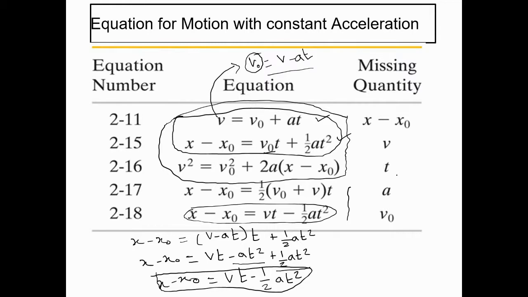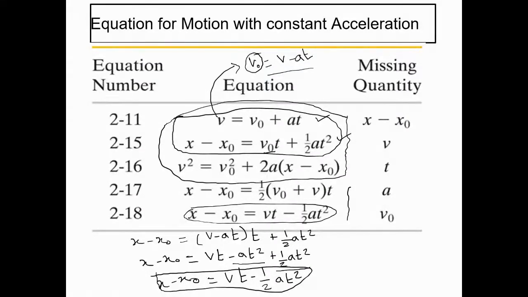Sometimes we may ask one more question: write down the equations of motion with constant acceleration. Or, write down any 2 equations of motion with constant acceleration. How many equations do we have here? We have 5 equations. Out of these 5 equations, you can pick any 2. So please read the question before you answer. If the question says write the 5 equations of motion with constant acceleration, you have to write all 5 equations. So better memorize all these 5 equations. That will be quite good for your exam.